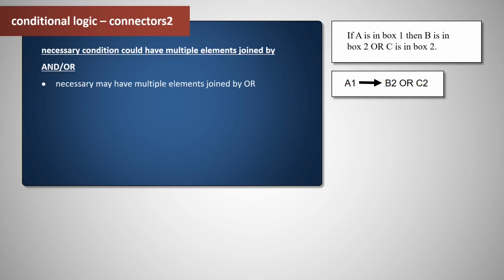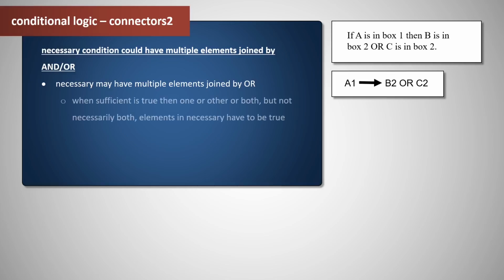Now, the necessary may also have multiple elements joined by or. So we have the same thing. We just change that up a little bit. If A is in 1, then B is in 2, or C is in 2. And when the sufficient is true, that means that one or the other or both, but not necessarily both, elements in the necessary have to be true. So keep that in mind, one or the other or both, but you don't have to have both of them. So if A is in 1, then B or C are in 2.